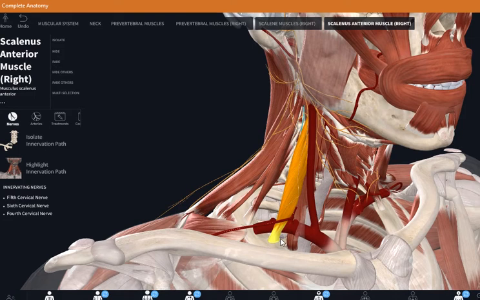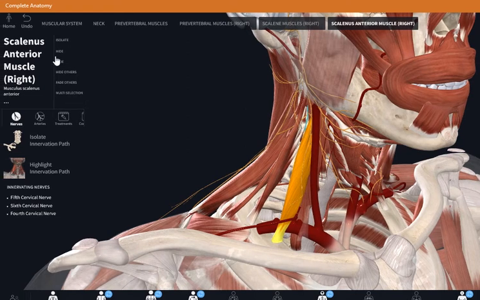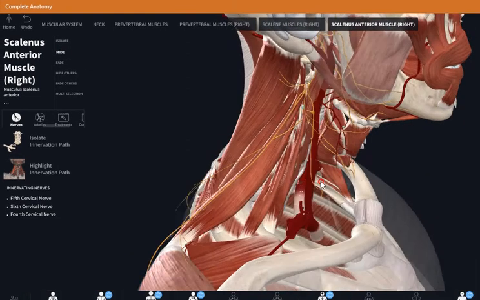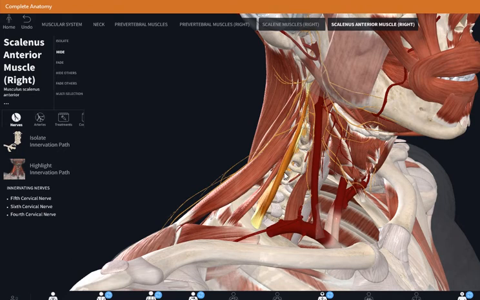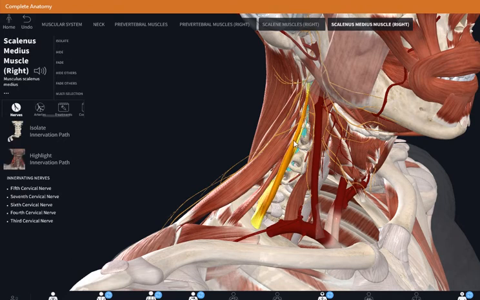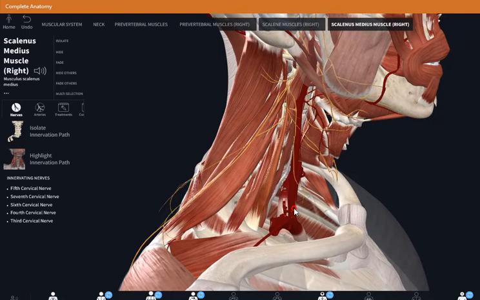So that's a landmark which shows the anterior cervical artery here. Posterior to the anterior scalenus muscle, we have the subclavian artery, and anterior to it, you have the subclavian vein. So you can hide the scalenus muscle. When you hide it, you can pass to the medial scalenus muscle, or scalenus medius.